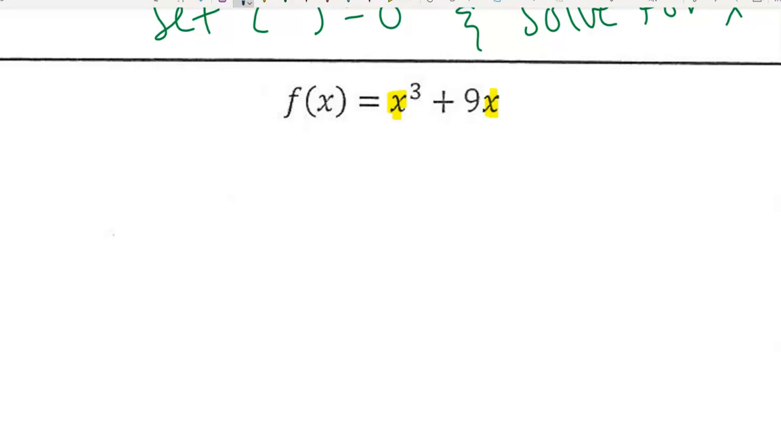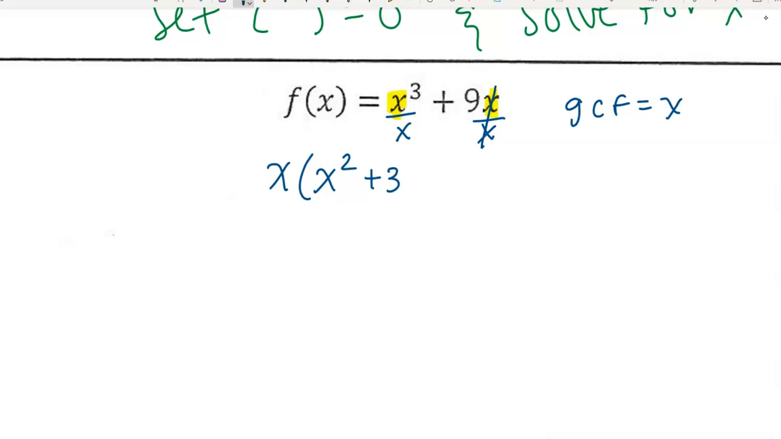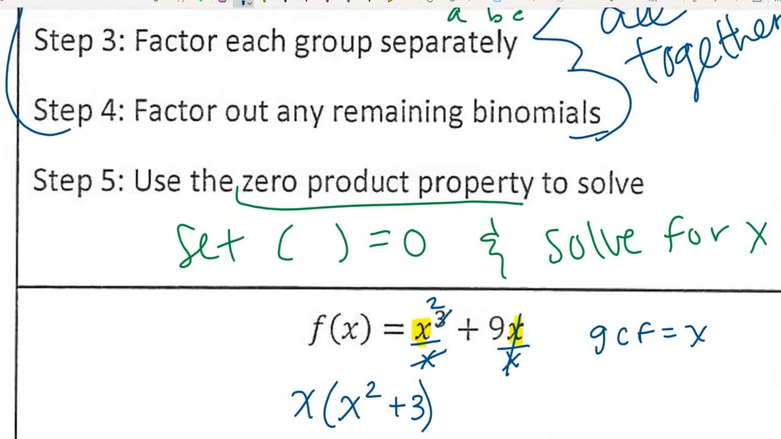What is our GCF here? In this case, our GCF is x. So if we were to factor out an x, it's really like we're dividing by x here. We'd be left with x squared plus 3. These x's cancel out, and these become squared. All right, so we have factored out the GCF.